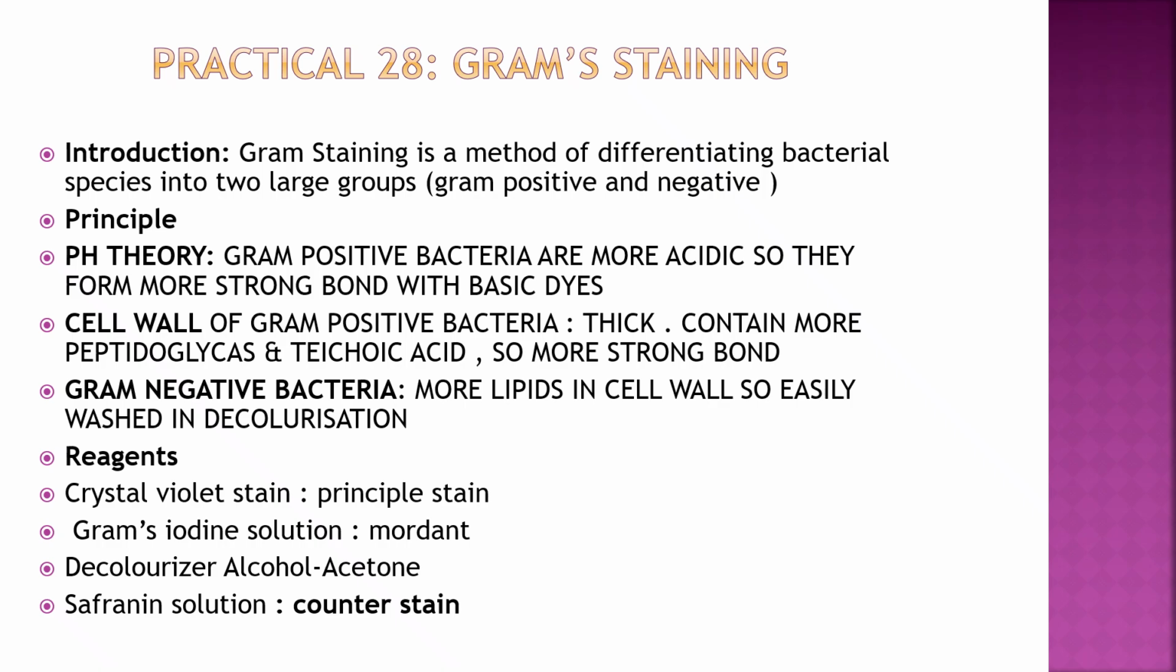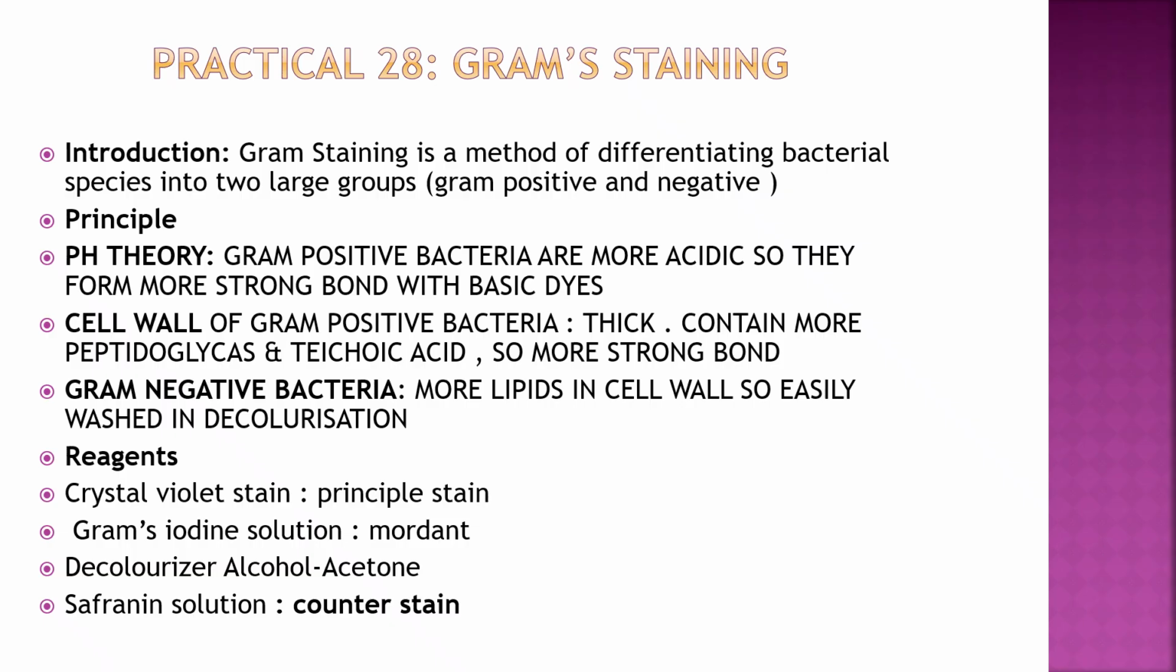The principle of this gram staining is based on a total of three theories. So first is the pH theory. Gram positive bacteria are more acidic as compared to gram negative bacteria, and that is why they have strong bonds with the basic dye that we use, that is crystal violet. Then the cell wall of gram positive bacteria is thick because of the thick peptidoglycan layer, teichoic acid is present in that, and less lipid. So because of that there is strong affinity and retaining property of the principal stain, that is crystal violet.